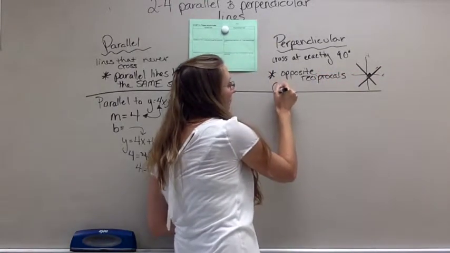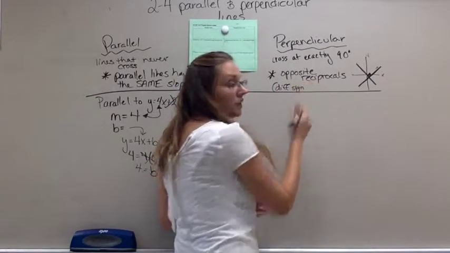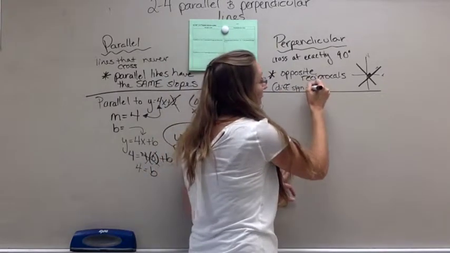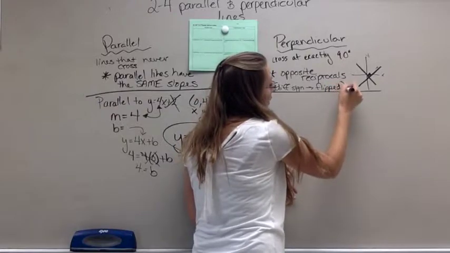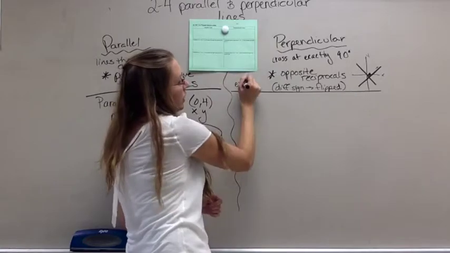Which means that they have a different sign. If it's positive, it becomes negative. If it's negative, it becomes positive. And that the fraction is flipped. So, for example, I'll do a little example over here. Maybe you have room on the side of yours also.